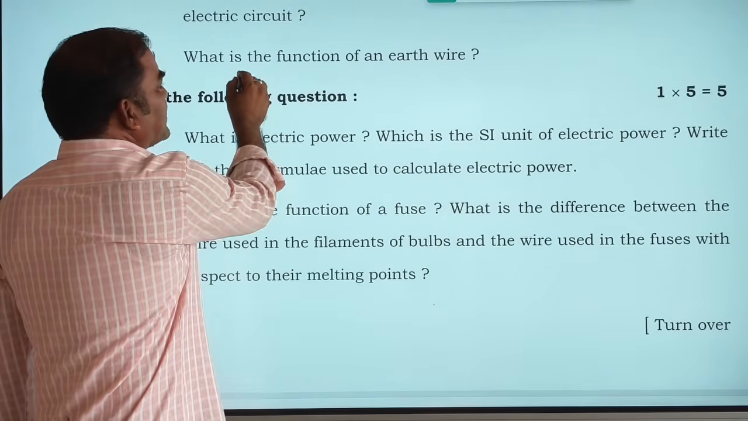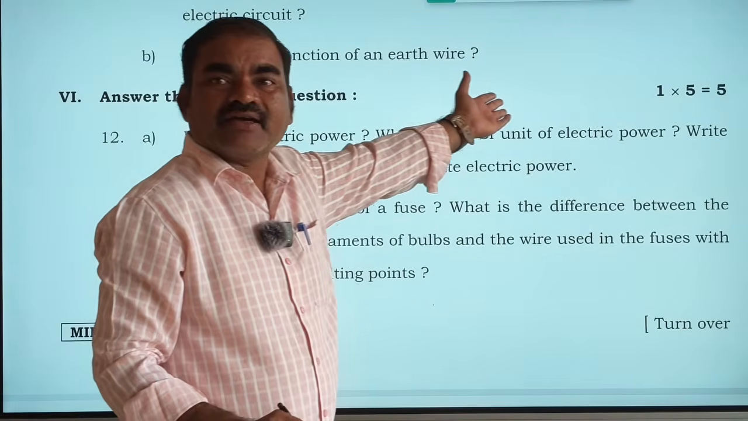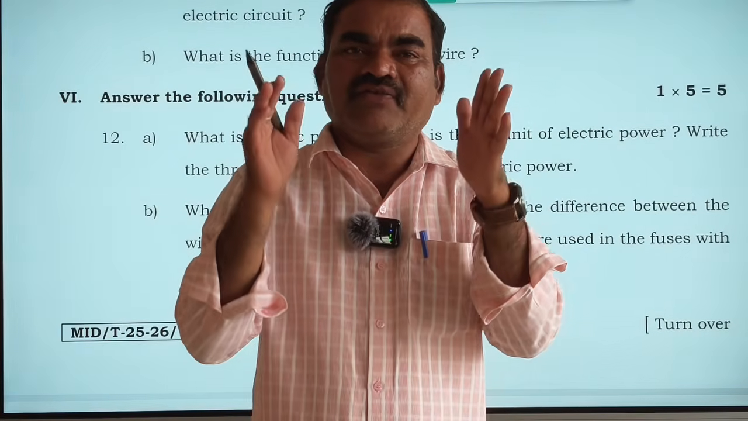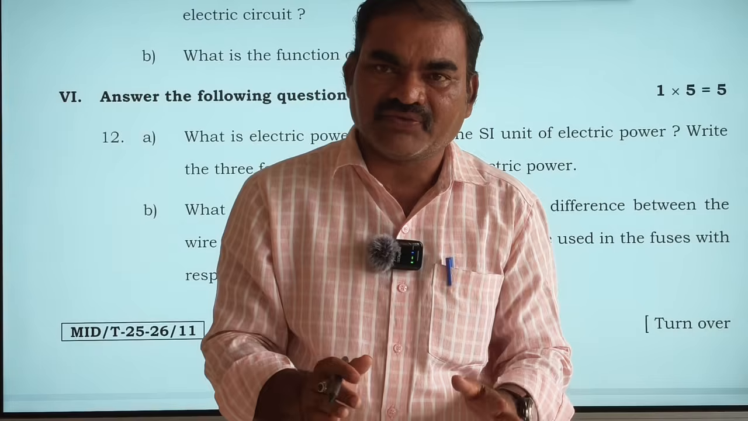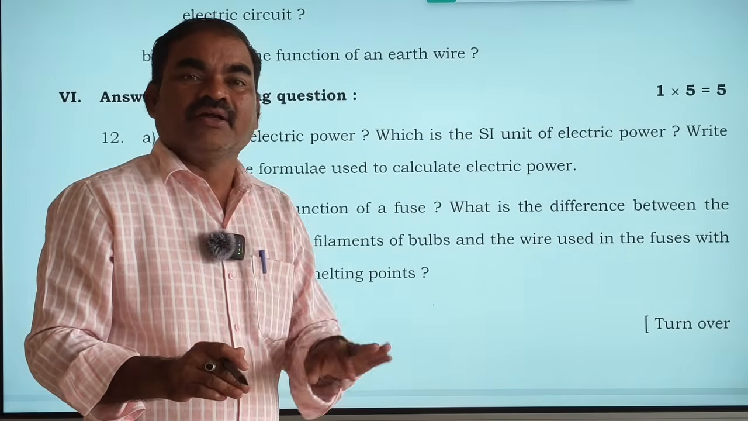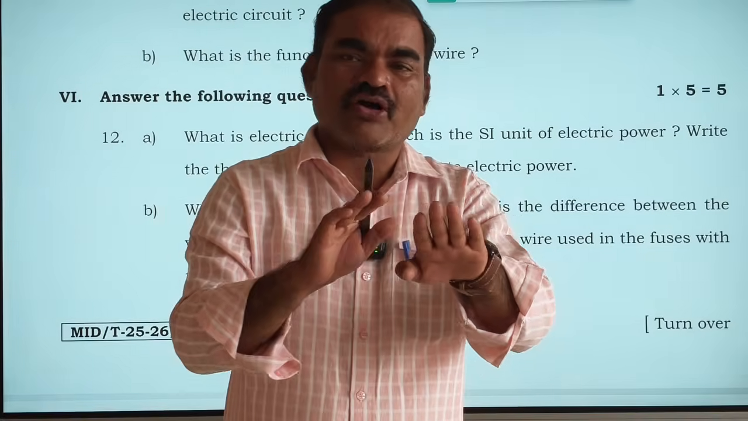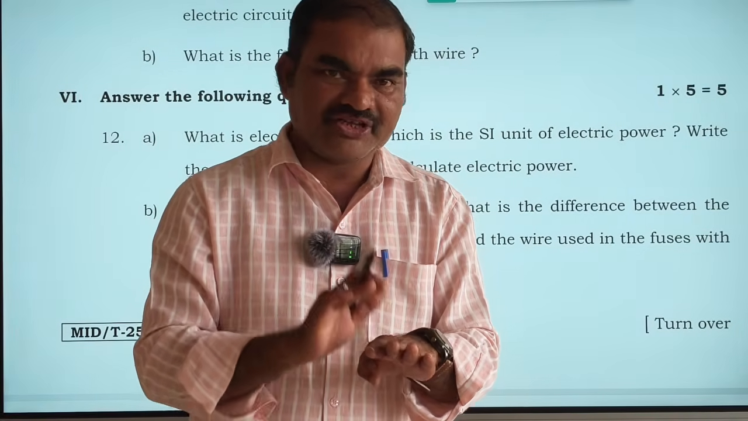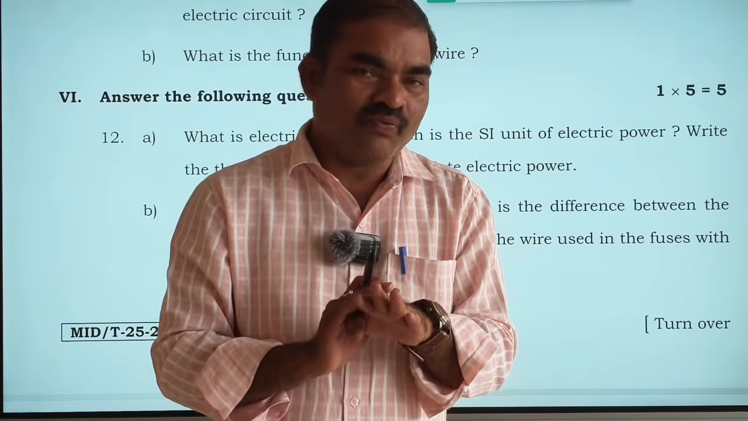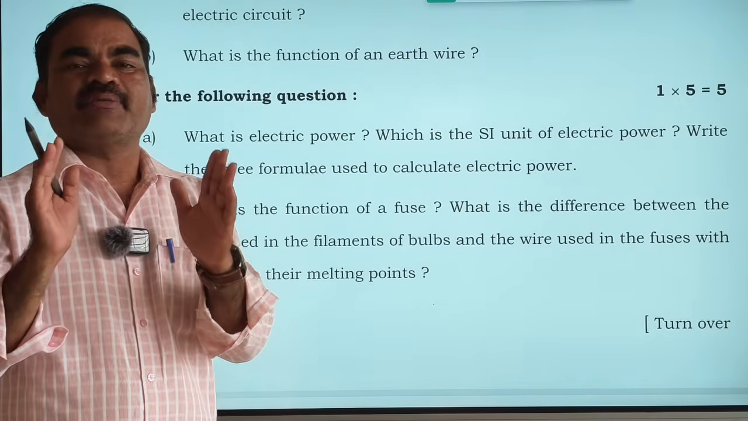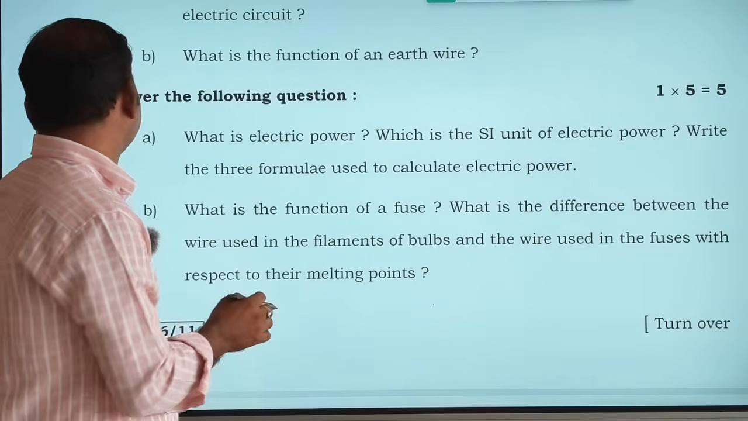Next, what is the function of an electric earth wire? Whatever excess current flows will move towards the earth. It means the person who touches metal bodies like a refrigerator will not get a severe shock. And one more, the home gadgets will remain safe.